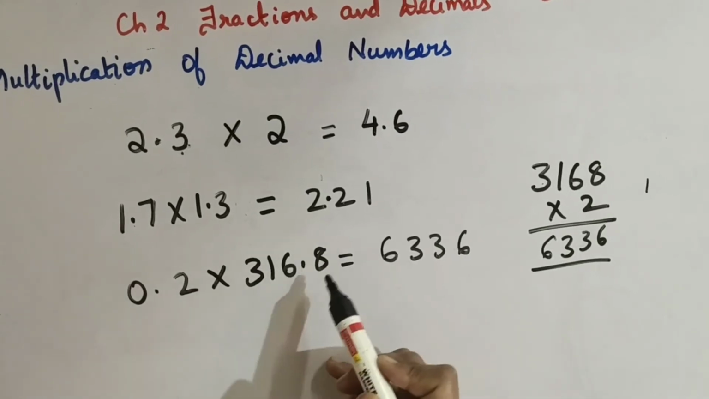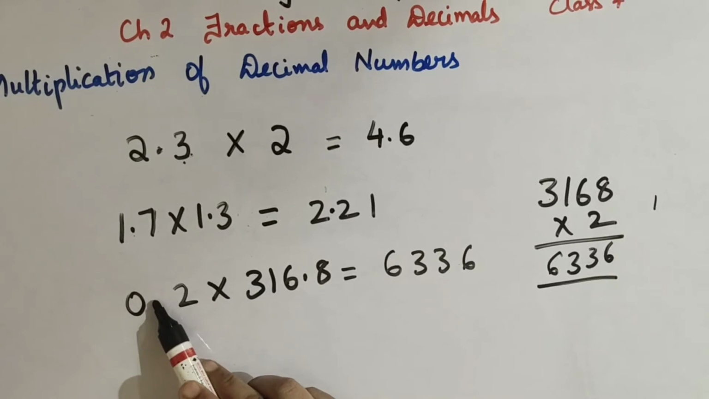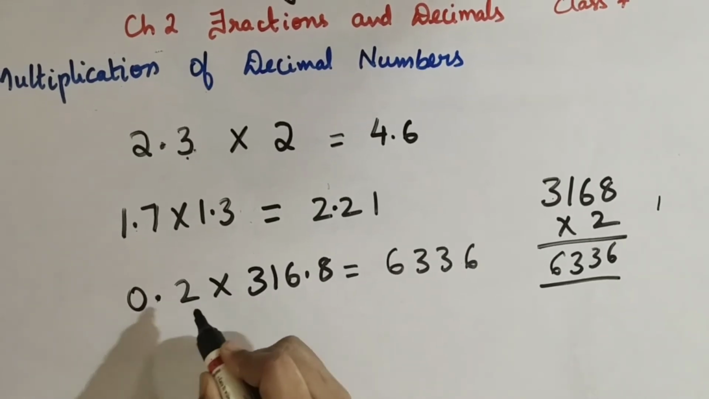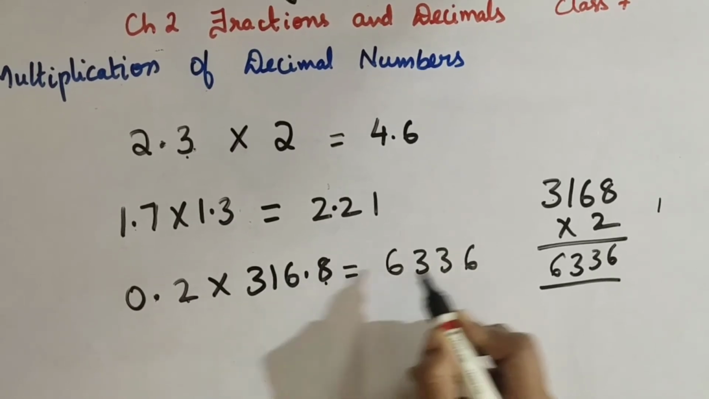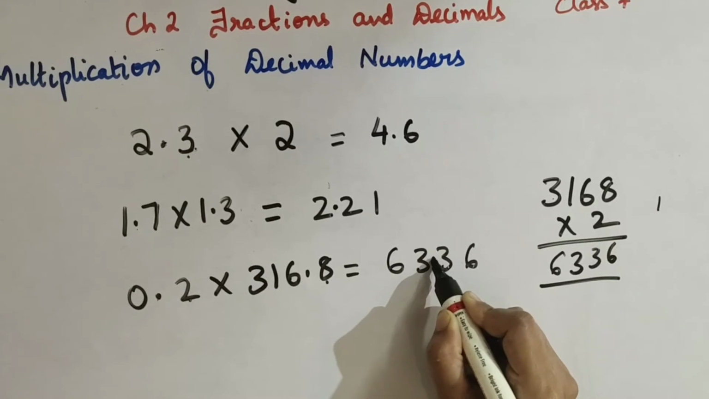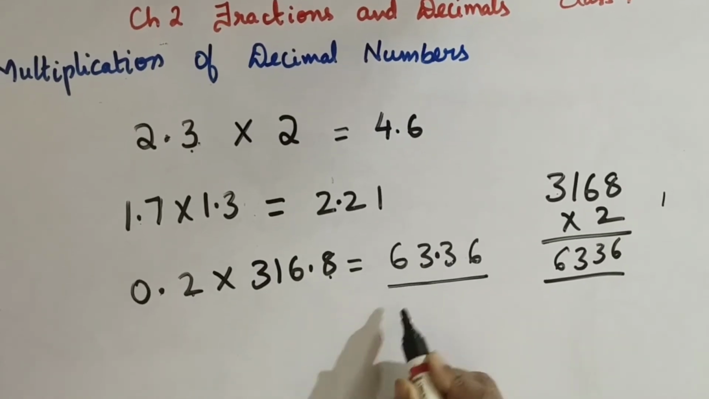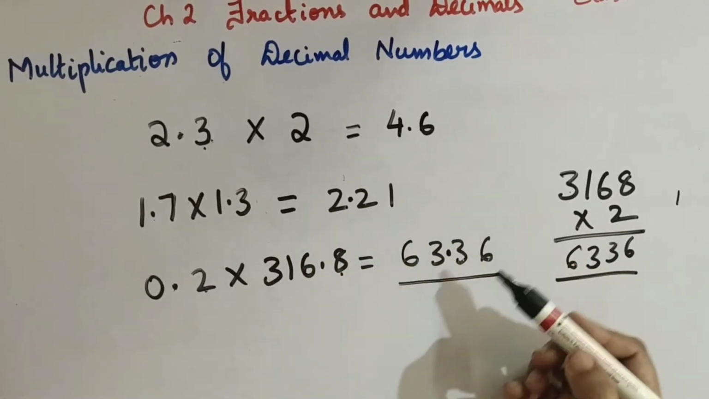Now how many decimal places are there after the point? How many digits are there after the decimal point towards the right side? Here 1, here 1. So total 2. So count from backward, 2 digits, 1 2. So we can place the decimal point here. So the solution is 63.36. You can apply this in the word problems also.